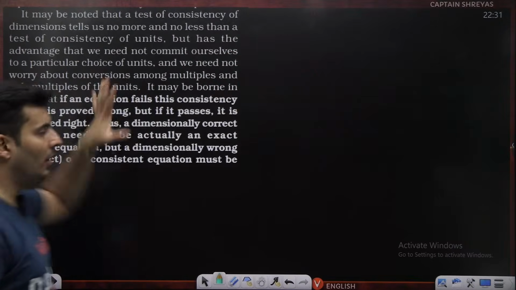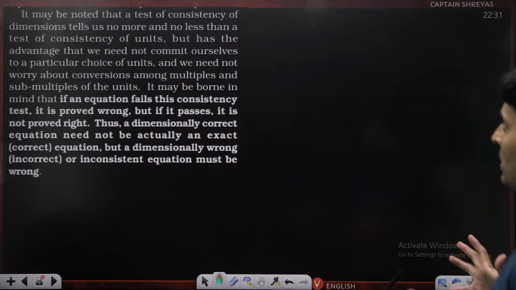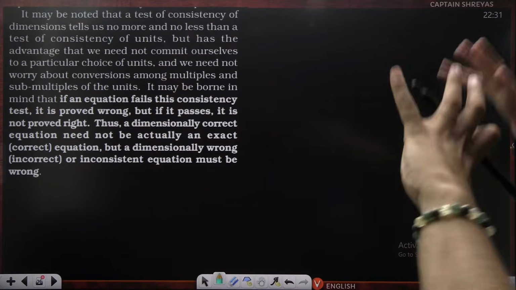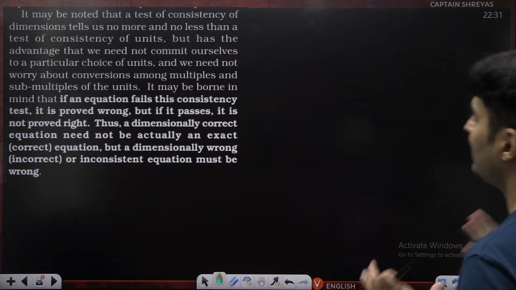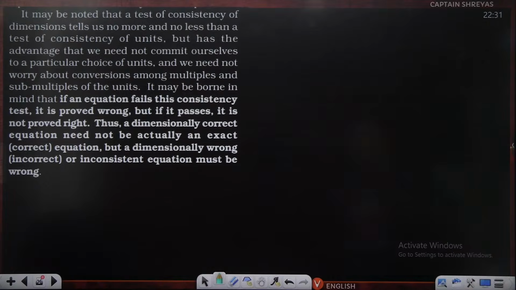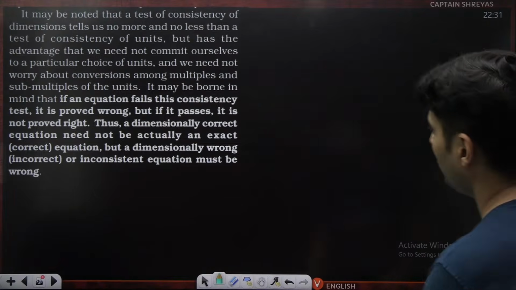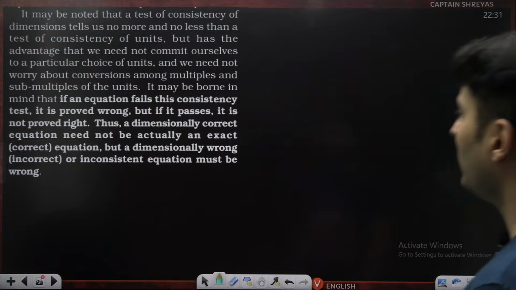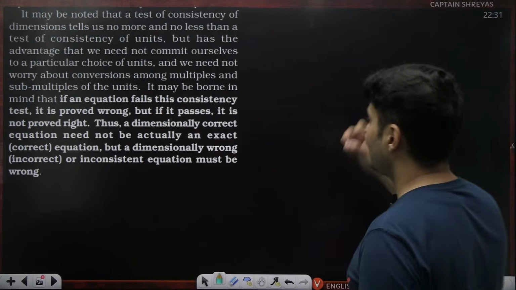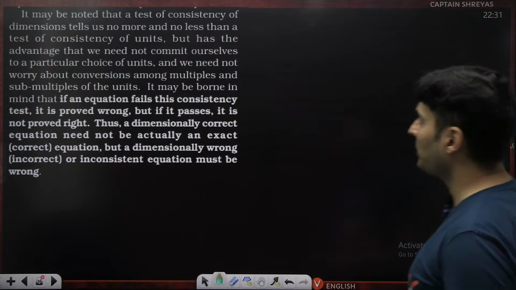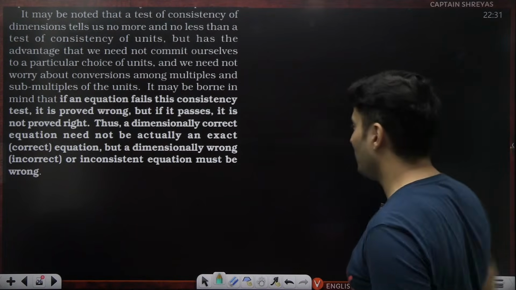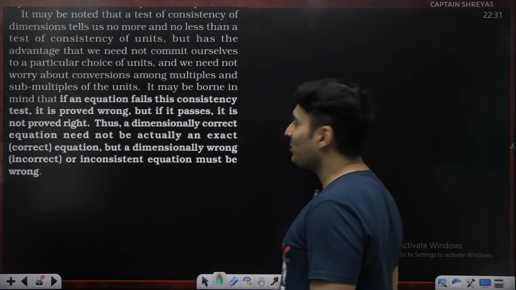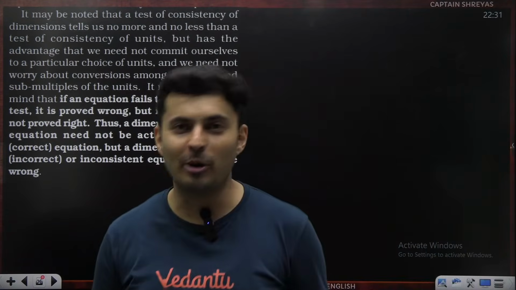And they go on to say that a test of consistency tells us no more or no less than the test of consistency of units, but has the advantage that we need not commit ourselves to a particular choice of units. We need not worry about the conversion among multiples and submultiples. It may be borne in mind that if an equation fails this consistency test, it is proved wrong, but if it passes, it is not proved right. Thus, a dimensionally correct equation need not be an exact correct equation, but a dimensionally wrong or inconsistent equation must be a wrong statement. This is like studying a law book.